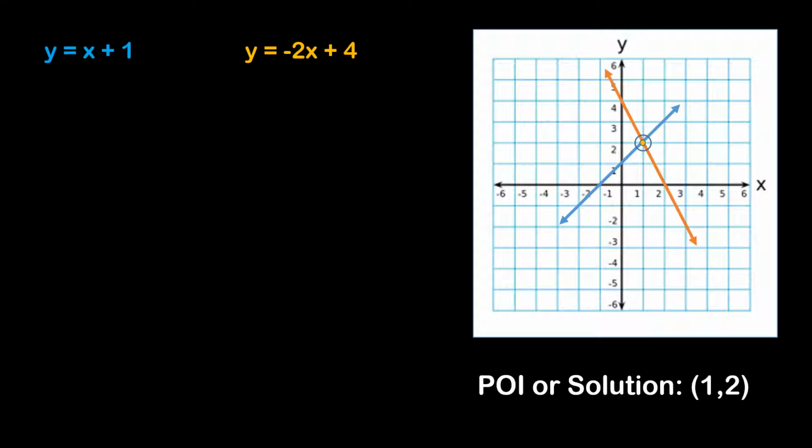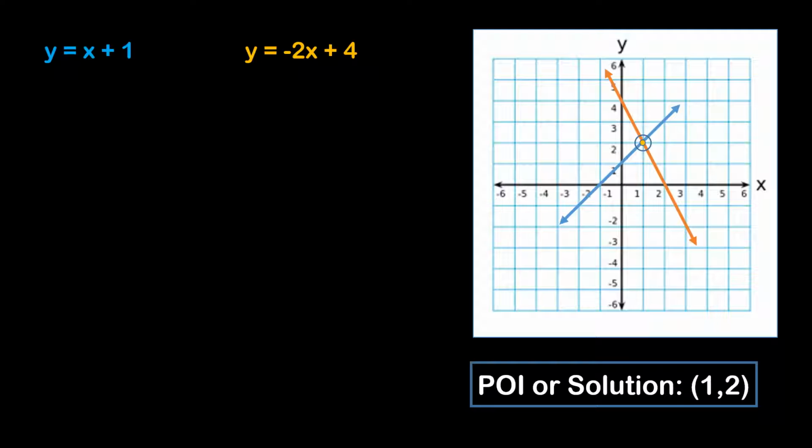So let's consider two different equations. y is equal to x plus 1 and y is equal to negative 2x plus 4. Normally what we would do is graph the first equation and graph the second equation, and notice that their point of intersection is (1, 2). So we would label the point of intersection, then state that the point of intersection or solution is (1, 2). So that's normally the way we would go about approaching it.